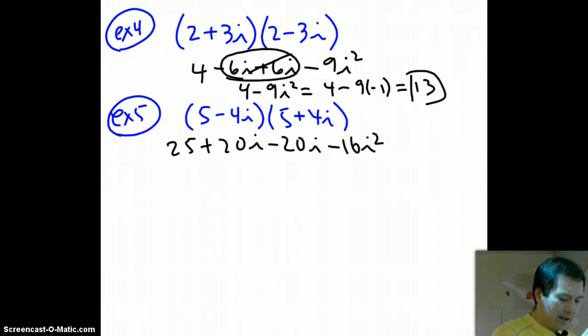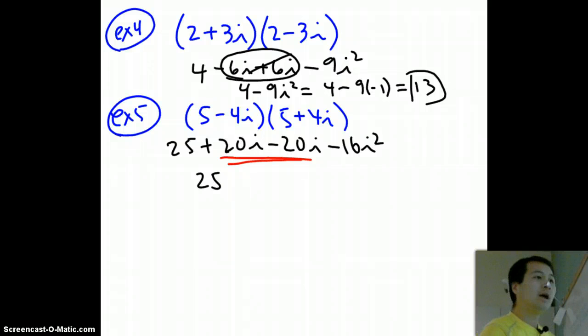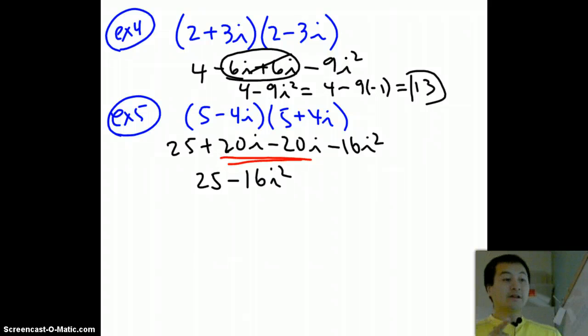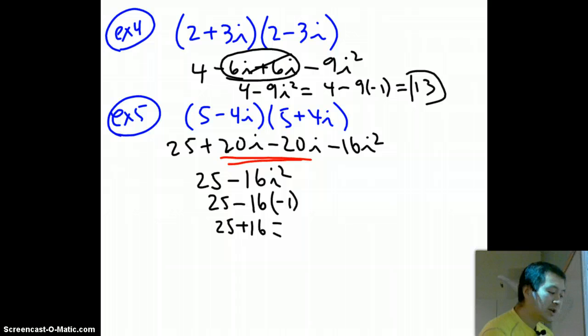What'd you notice again? Look carefully. When you combine like terms, the middle goes away again. Isn't that kind of interesting? This goes away again, leaving 25 minus 16i squared. Hold on, what's i squared again? That's right, negative 1. That's 25 minus 16 times negative 1, which is 25 plus 16, which is 41.